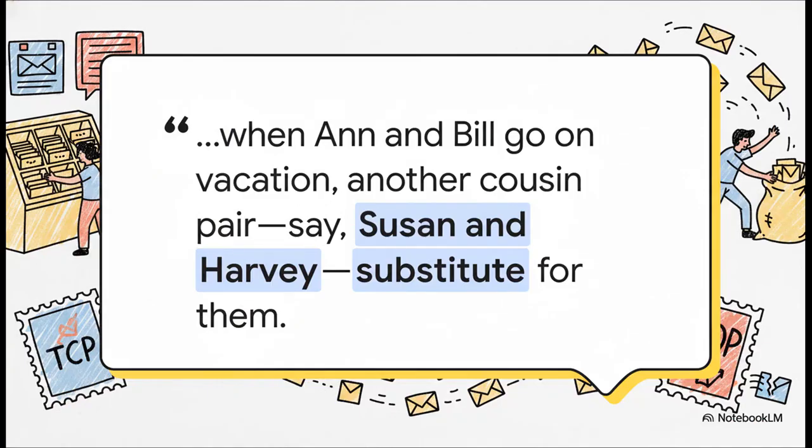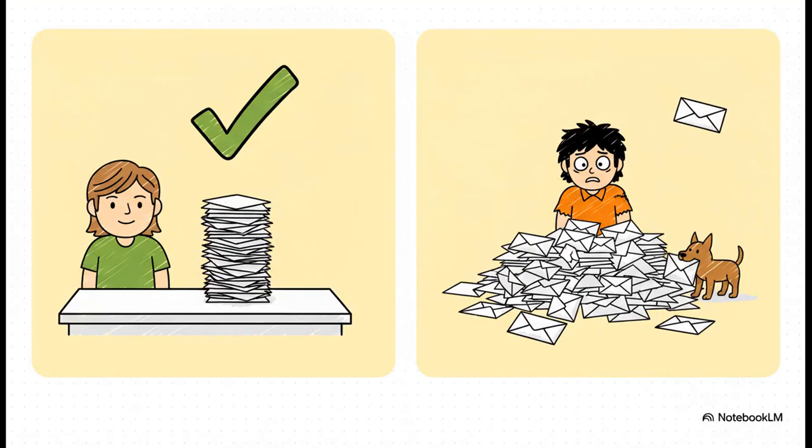Yep, as the source material puts it, in step Susan and Harvey to take over the mail duties. And the family is about to find out that not all mail sorting services are created equal, not by a long shot. Anne and Bill's service is pristine, it's reliable, it's organized, they are meticulous. They would never, ever lose a letter. Susan and Harvey, not so much.